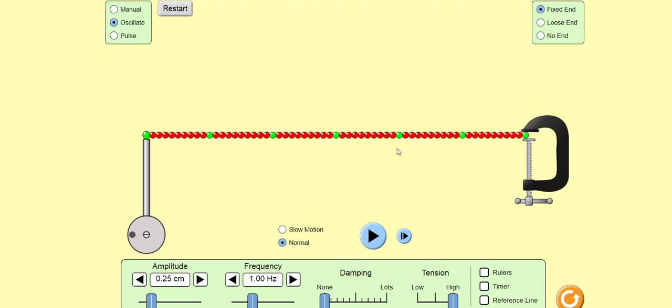Now, let's see what happens when incident waves are generated continuously and travel to the right to be reflected. Before I press play, I'll just point out that this end that will vibrate up and down is often referred to as a vibration transducer, and the waves that will be generated will have a frequency of 1 Hertz and an amplitude of 0.25 centimeters. So let's take a look at what happens.